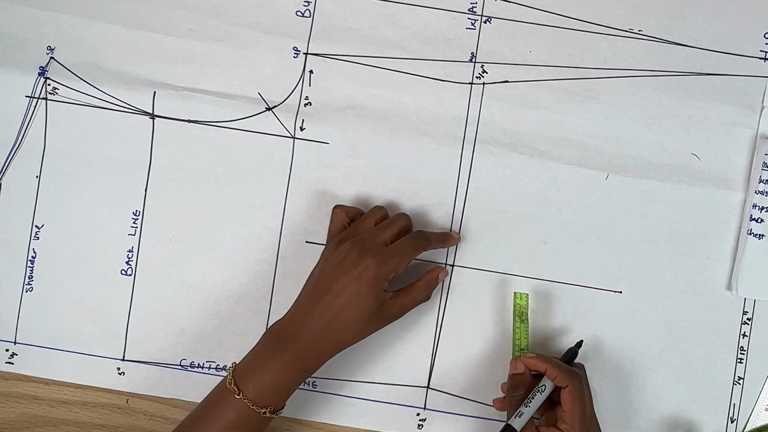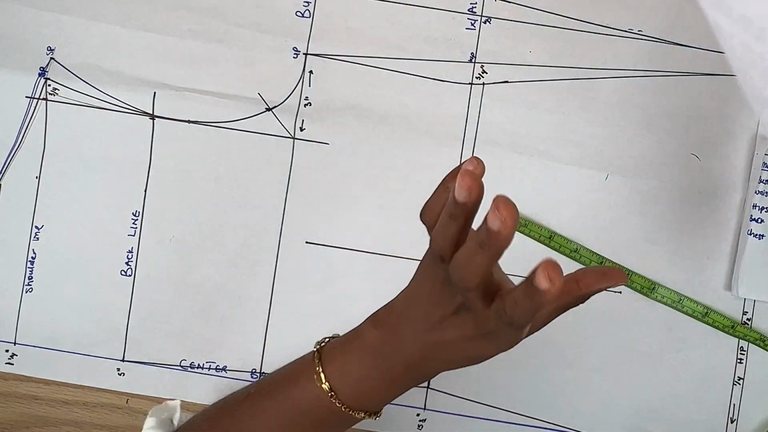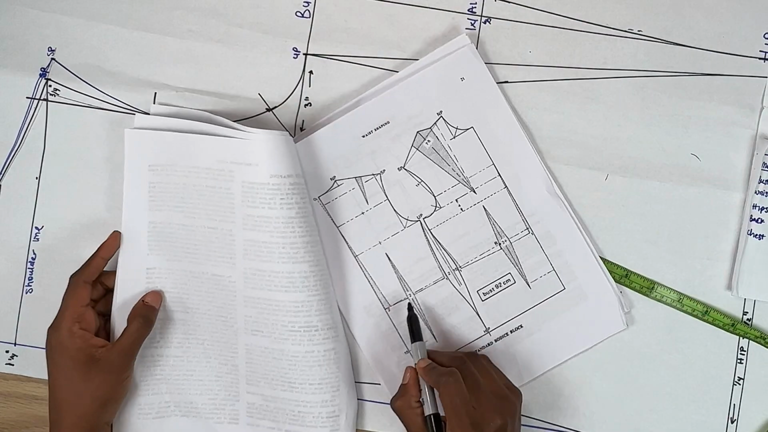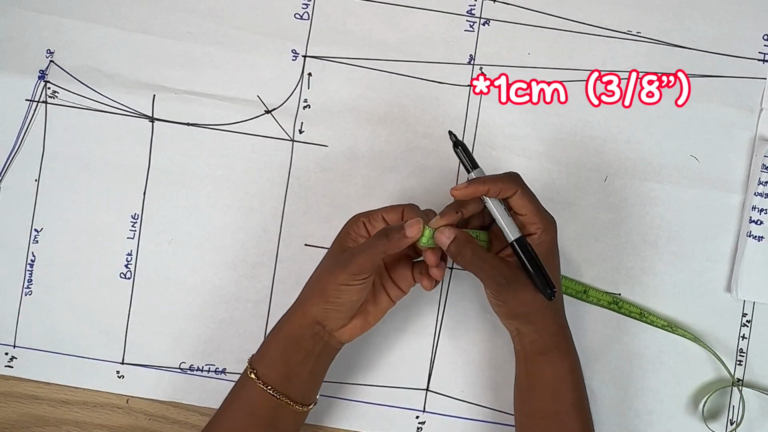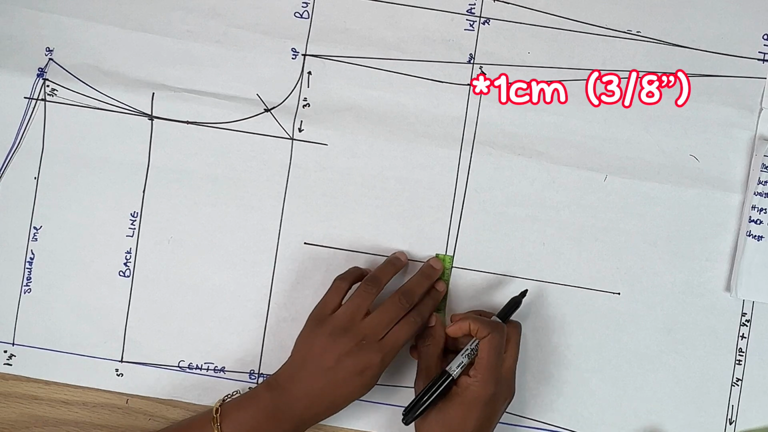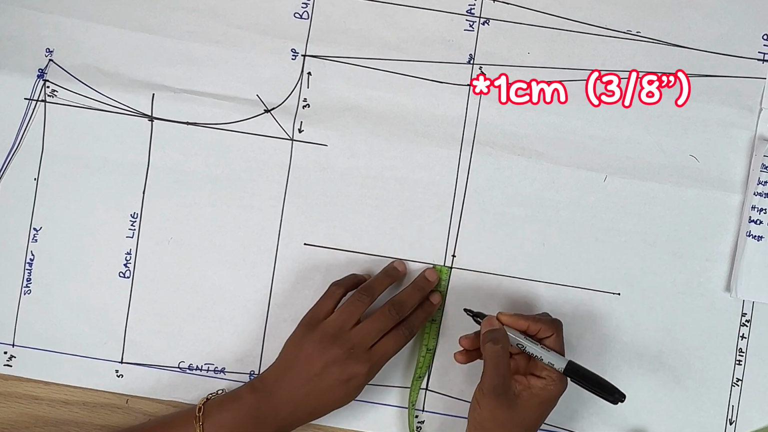Next, for the width, I'm going to be using 1 cm. Back waist dart is 2 cm wide. So 1 cm is, and then I'm just marking that both ways on each side of the center of the dart.